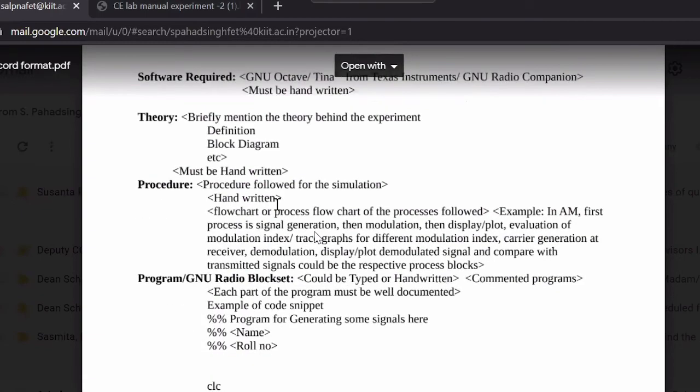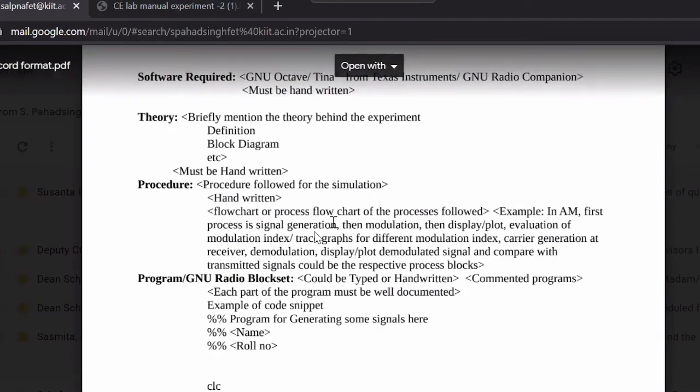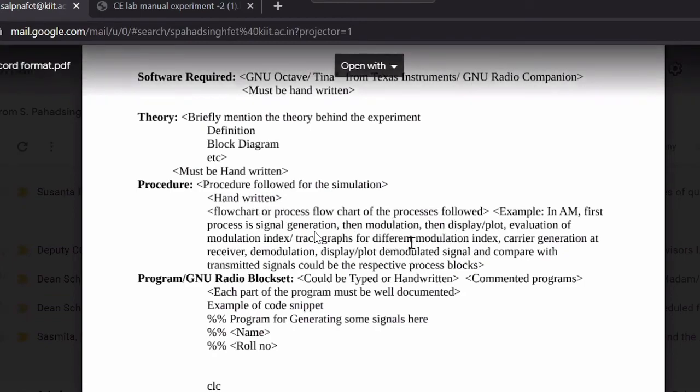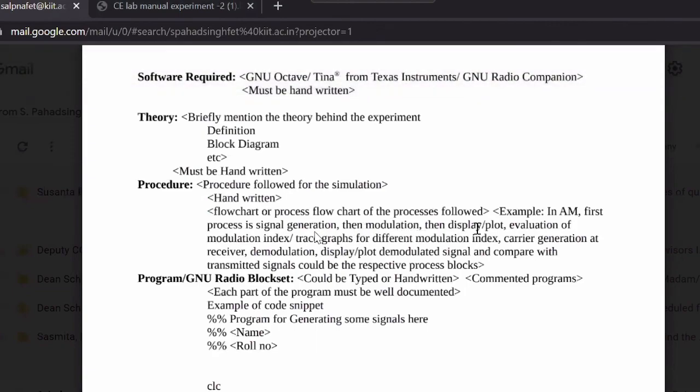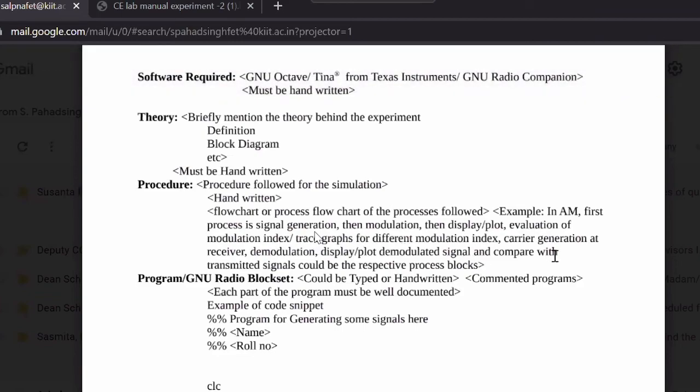Again, it is handwritten. Make a flow chart, or the process flow chart, of whatever process you have used in the simulation of all the experiments: AM, DSBSC, SSBSC, and today you are doing FM. So make a flow chart, and see all these things are written here. In AM, first process signal generation, then modulation. So this kind of flow chart you're going to make. Evaluation of modulation index, trace the graph. So everything is written here. Read it and follow the instruction.